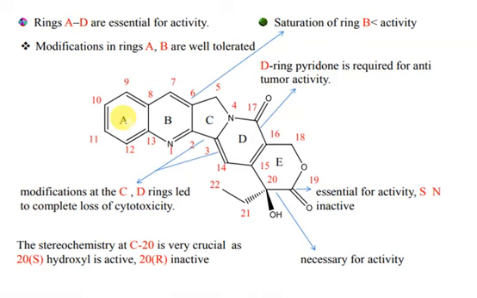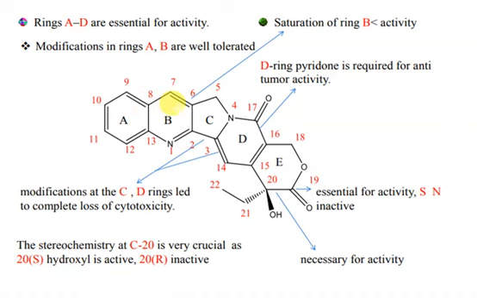So you don't have to modify the A ring and the D ring, right? You cannot remove those rings. They are essential for the biological activity. However, you can modify them. You cannot remove those 2 rings. However, you can modify the A ring as well as the B ring, right? So if you carry out modification in the A ring or B ring, they are well tolerated, means the activity is not lost.